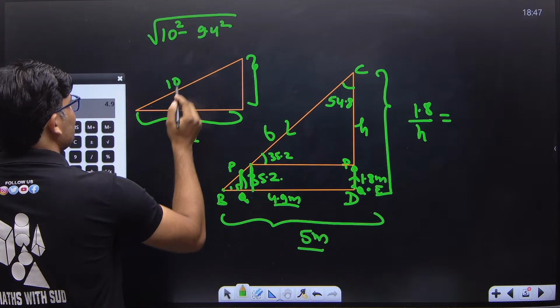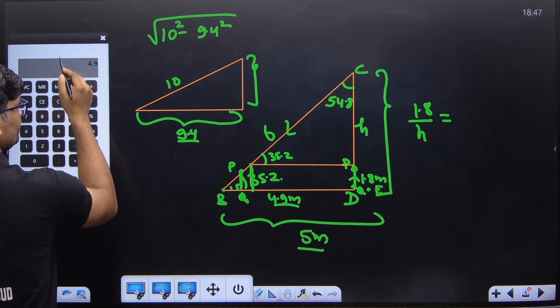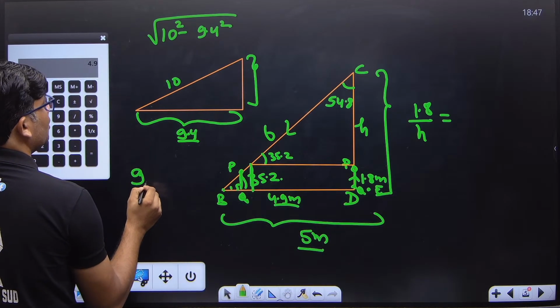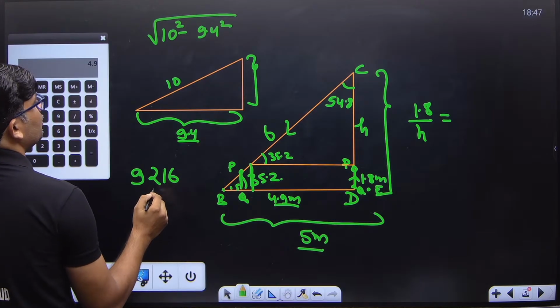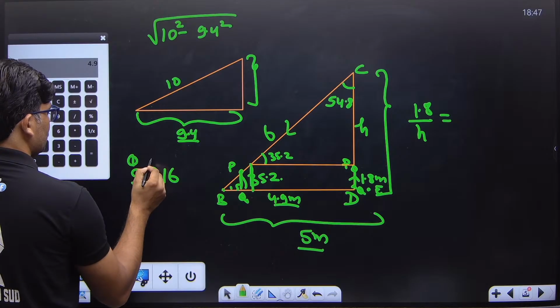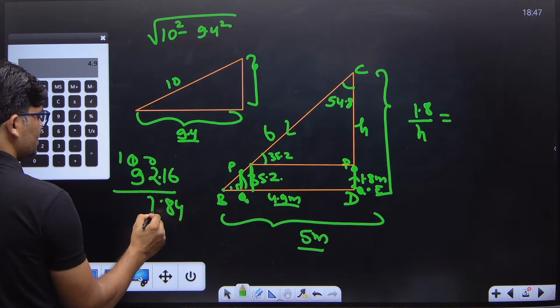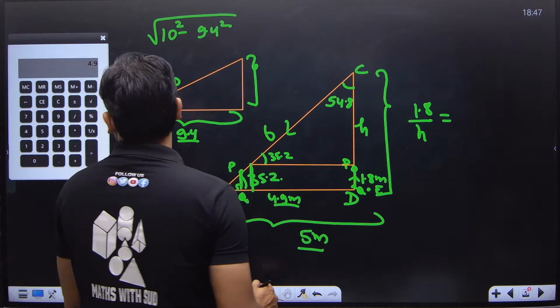Now 10 square minus 9.4 square is how much? Tell me. 9.4 square is 88.36, I think. 92.16? So 92.16 from 100. So 7.84, I think. So we need to find under root 7.84.